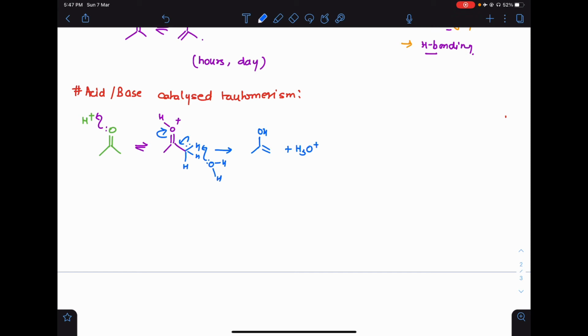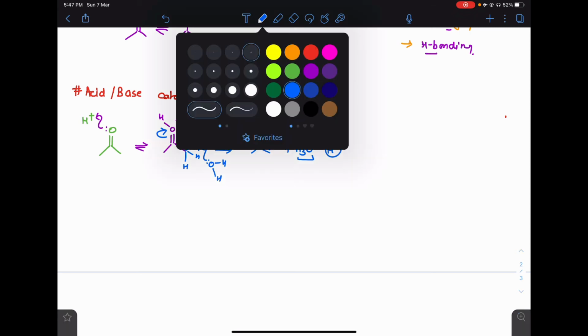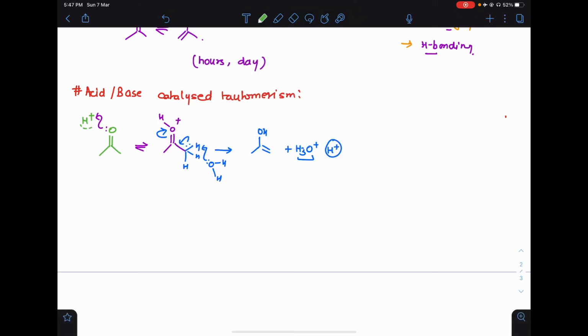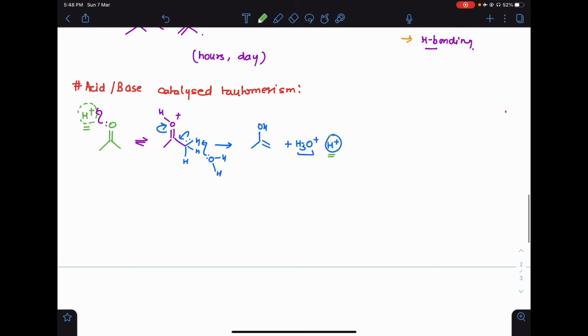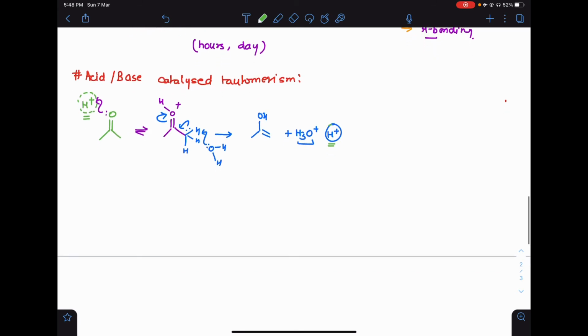I hope everyone knows that hydronium ion is basically equivalent to H plus. So why is that information important? Because you saw in the beginning we took H plus and at the end we got our H plus back, which tells us what? That H plus was used as a catalyst because it did not get consumed during the reaction. So this is how the mechanism happens in acidic medium.